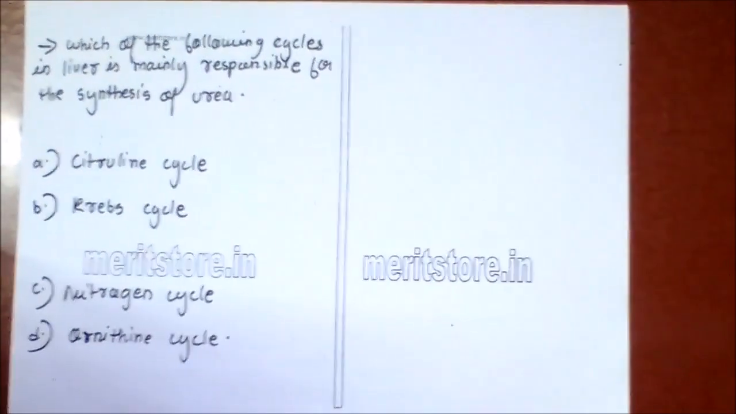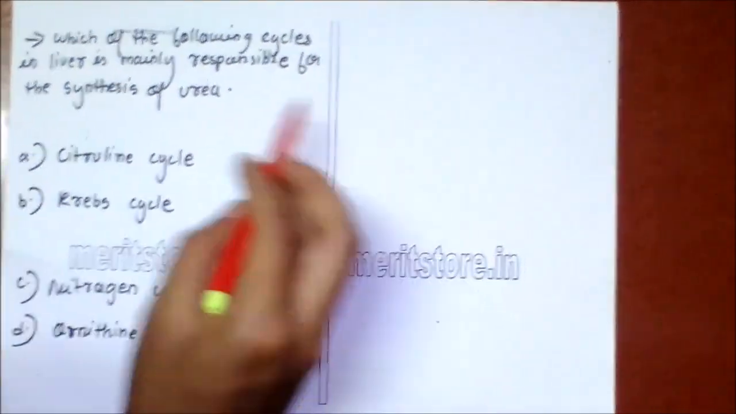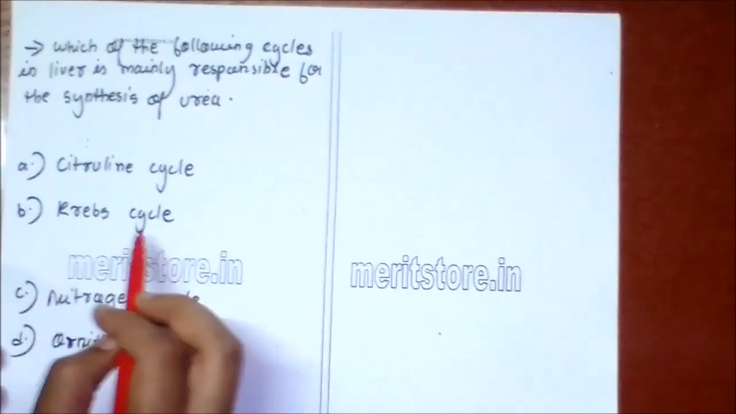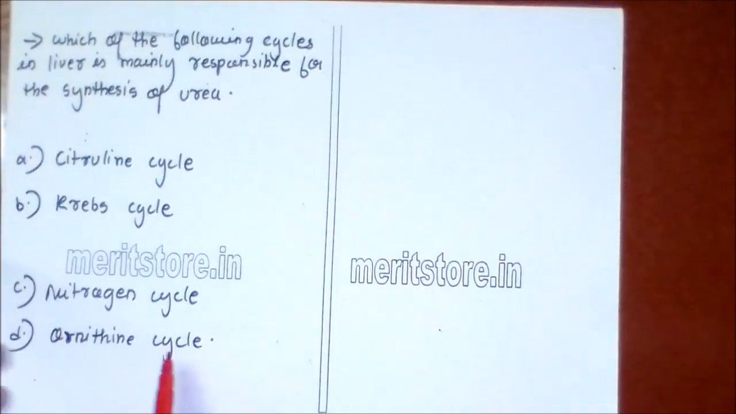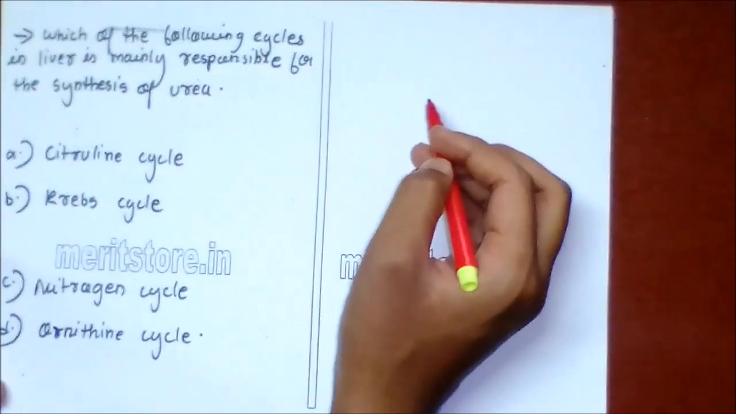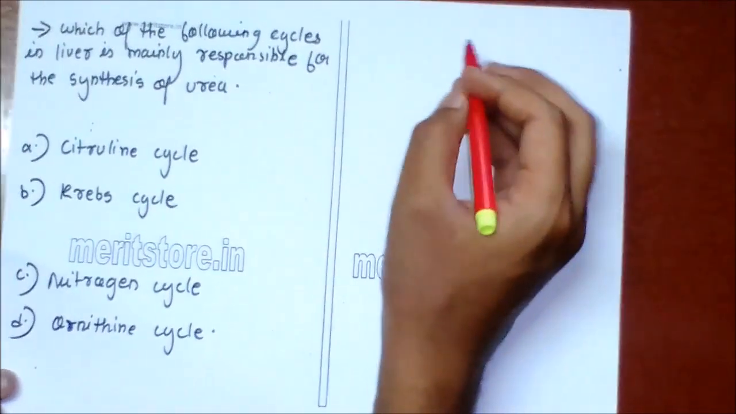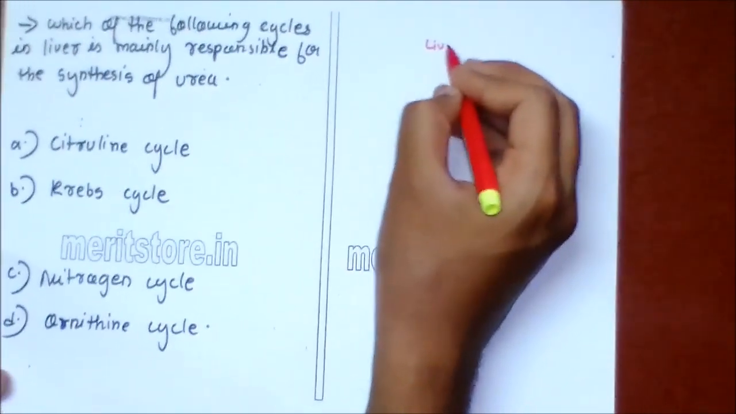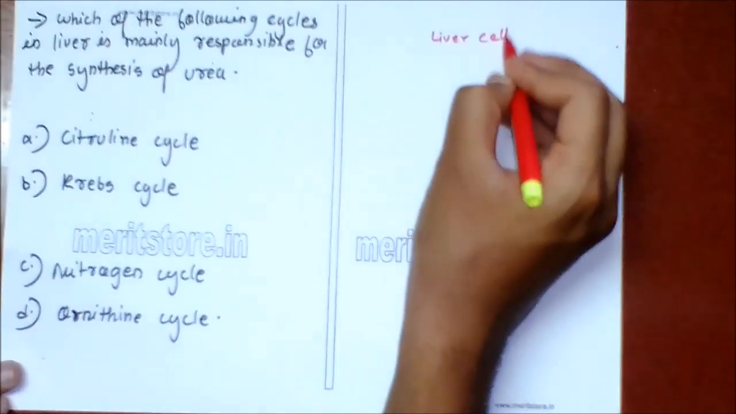Which of the following cycles in the liver is mainly responsible for synthesis of urea? A. Citrulline cycle, B. Krebs cycle, C. Nitrogen cycle, D. Ornithine cycle. So the actual process of urea synthesis is a repetitive cyclic sequence of a few reactions occurring continuously in liver cells.